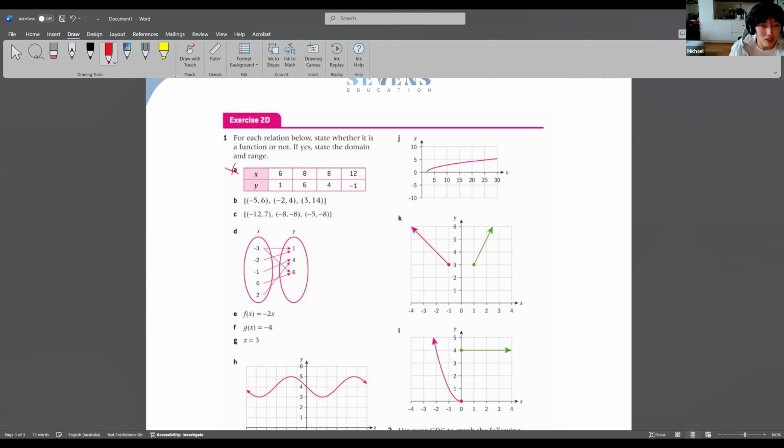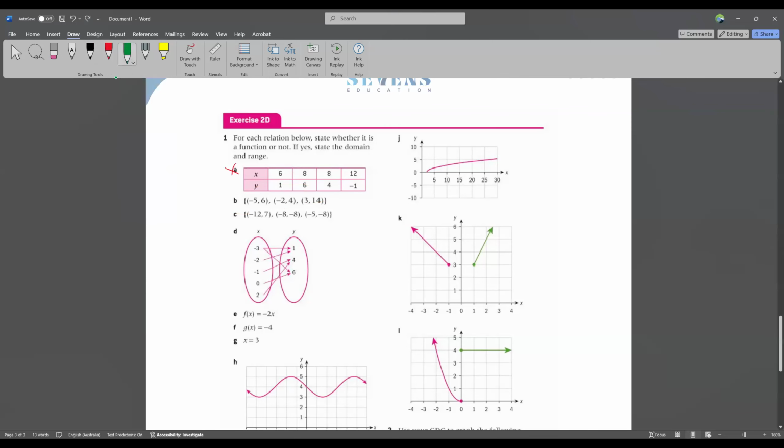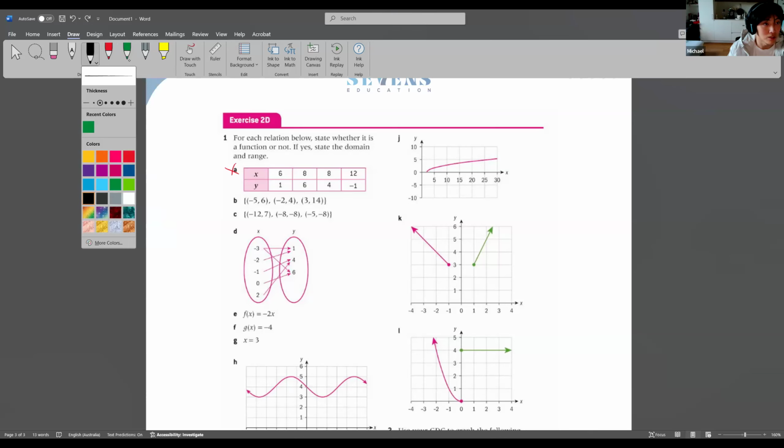All right, anyone want to do B? B is a function. Why? Because the x is different. Okay, because we have 3 different x's. Okay, yeah, sure. And it's asking for, if it is a function, what is the domain and range?